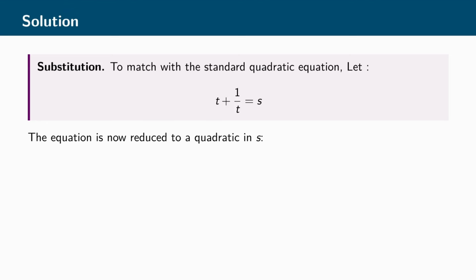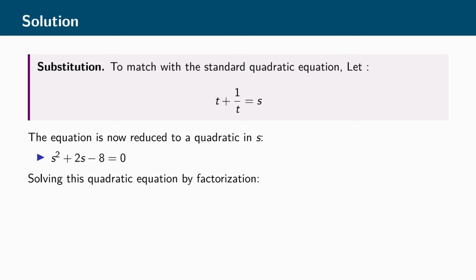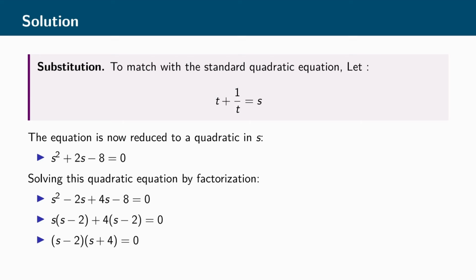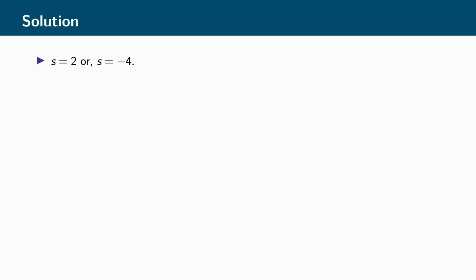The equation is now reduced to a quadratic in s, which is nothing but s square plus 2s minus 8 equals 0. Now we can solve this quadratic equation by a little factorization. We can split the 2s as the sum of minus 2s plus 4s. Now we can factor out an s from the first two terms and a 4 from the next two terms. So now we can rewrite this as (s minus 2) times (s plus 4) equals 0. Now this just means that s is either 2 or s is minus 4.